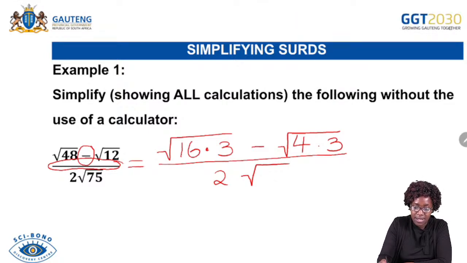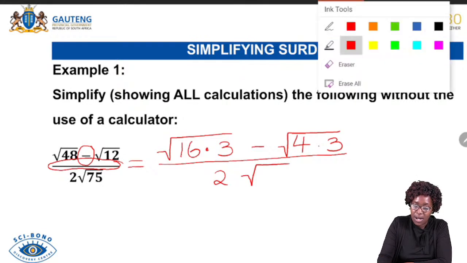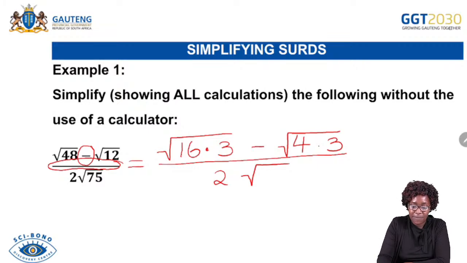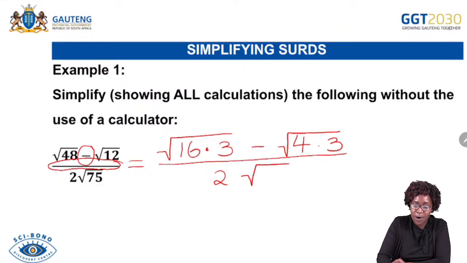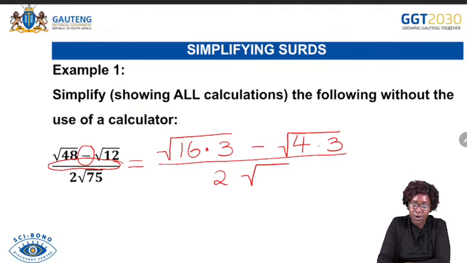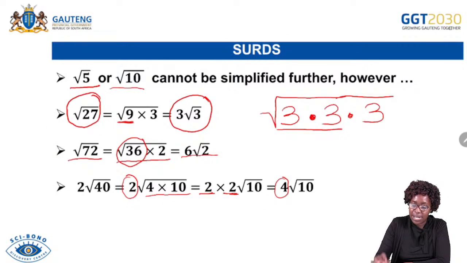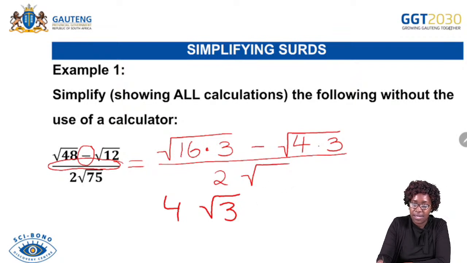25 multiplied by 3. Now, when I try to simplify this further, the square root of 16 becomes 4. So in my fraction there, I am going to have 4 root 3 minus 2 root 3. Then in the denominator, I'm going to have 2 multiplied by 5 root 3.